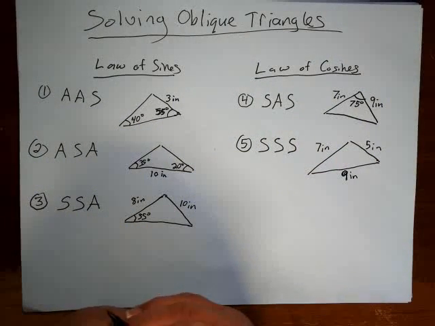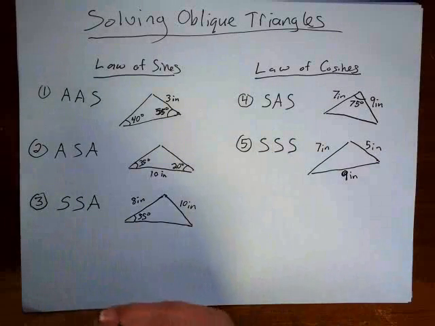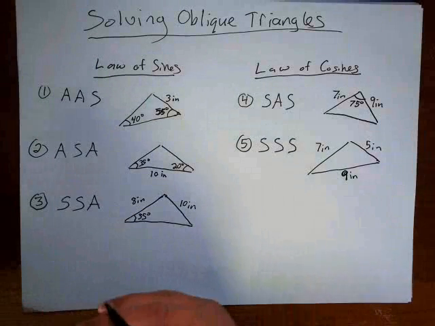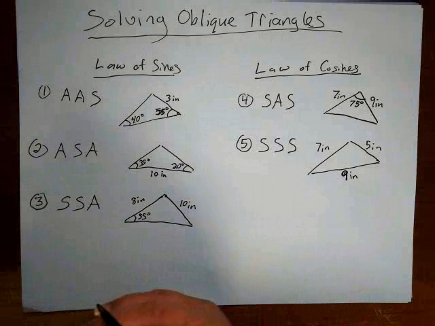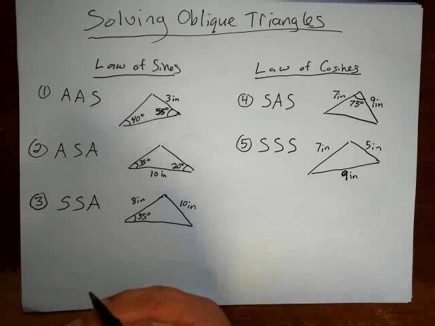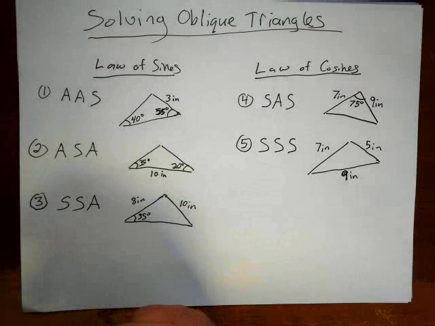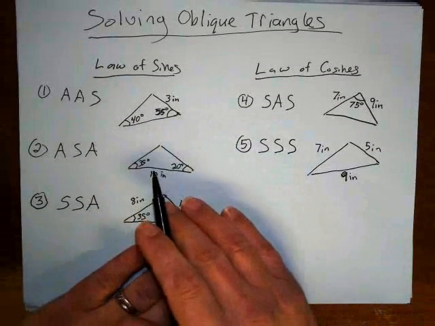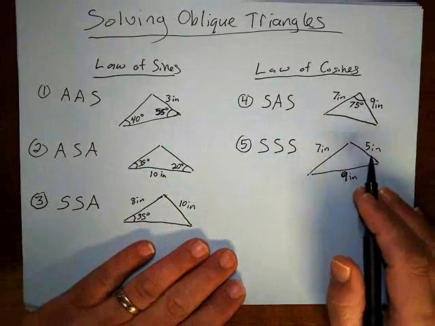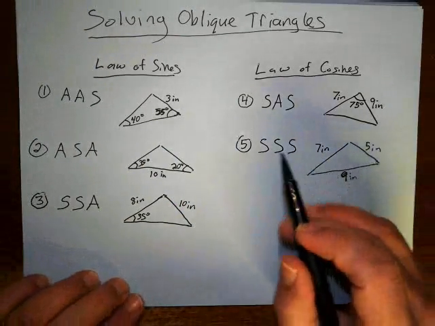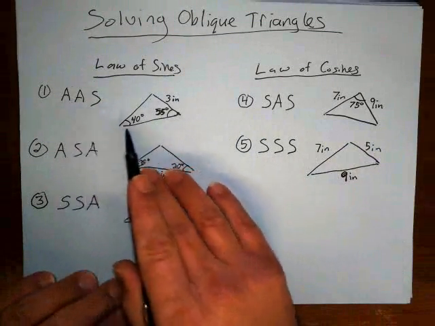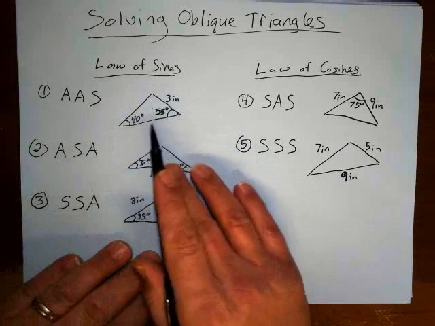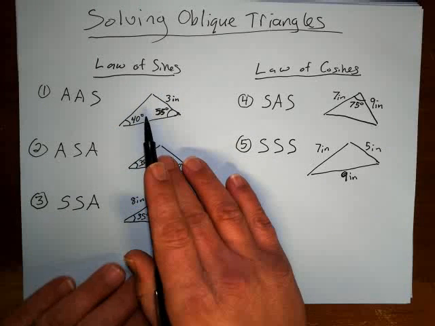And if we're given either two angles and a side, or two sides and an angle, or three sides, we're going to be able to solve an oblique triangle. And there's several cases here. For three of these cases, we're going to use the law of sines, and for two of them, we're going to use the law of cosines. Okay, so basically, if we're given an angle and a side, we can use the law of sines to find the other angles and side.